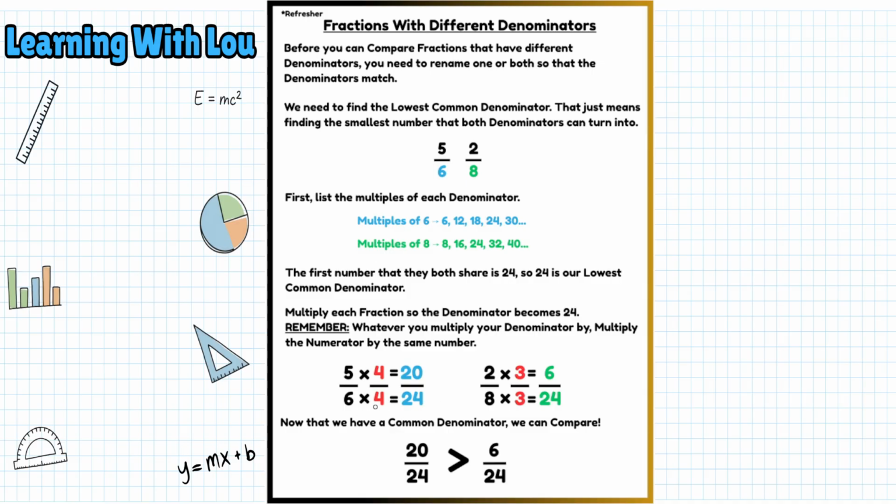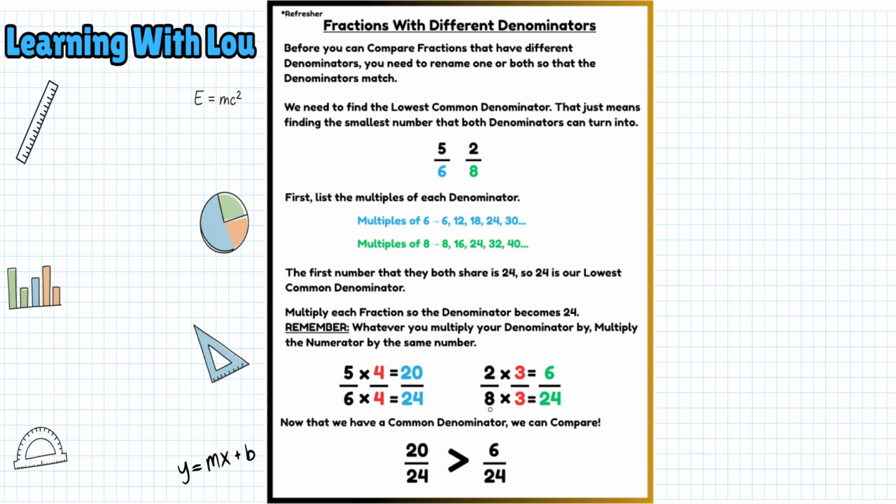So I'll do 6 times 4, which is 24. And if you know about your equivalent fractions, we have to make this equivalent to 5/6. Whatever you multiplied your denominator by, you also have to multiply your numerator by. So I did 6 times 4, I'm going to do 5 times 4 to get 20/24.